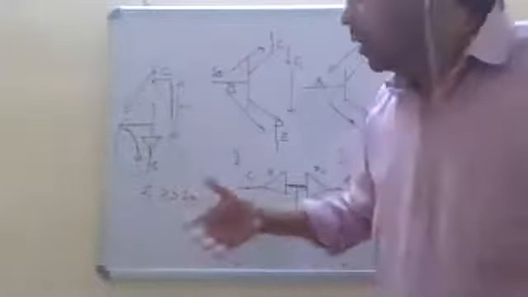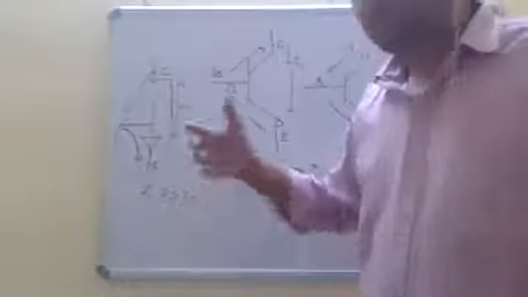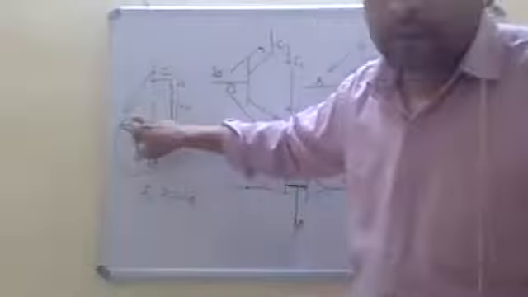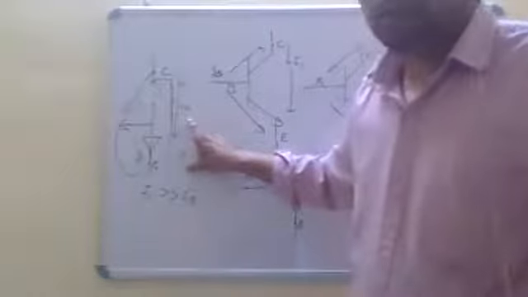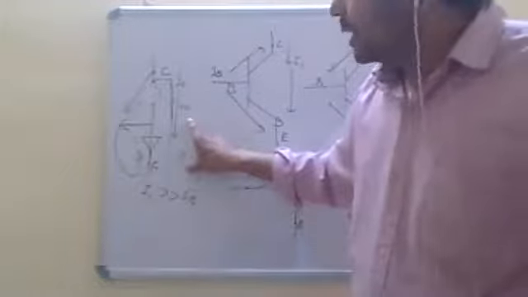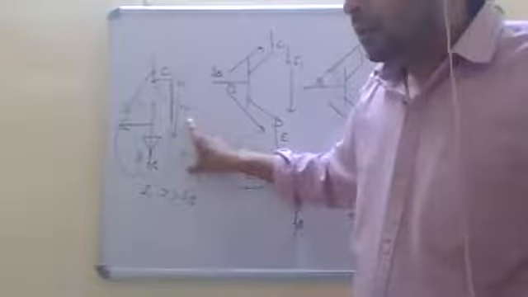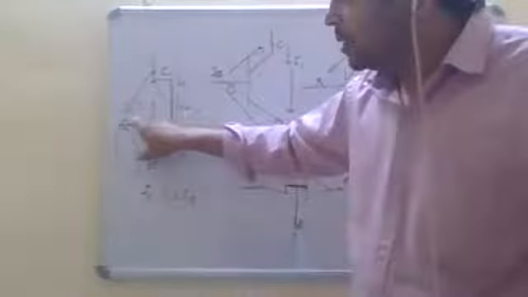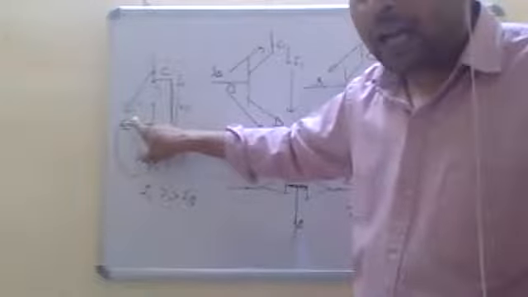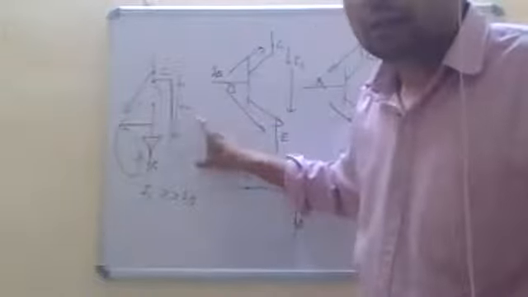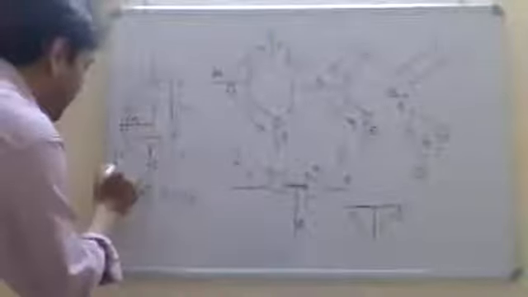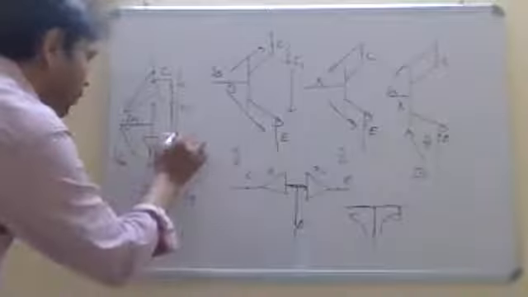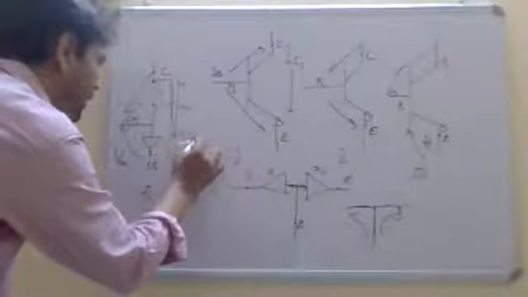So what should we fix here? IB should be fixed, because this is the input side and here is the output voltage. When we go for stabilizing, we have to fix one parameter, IB. By keeping IB constant, we vary this input voltage and get VCE. Are you getting what I'm saying here? By fixing IB, we vary the input voltage and get VCE.